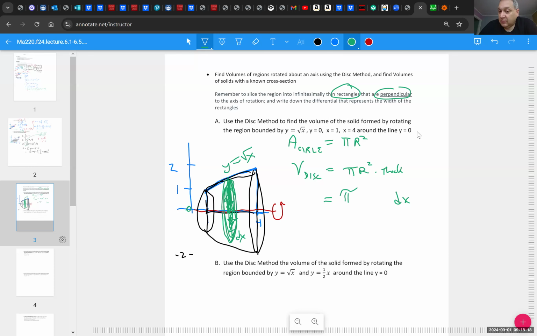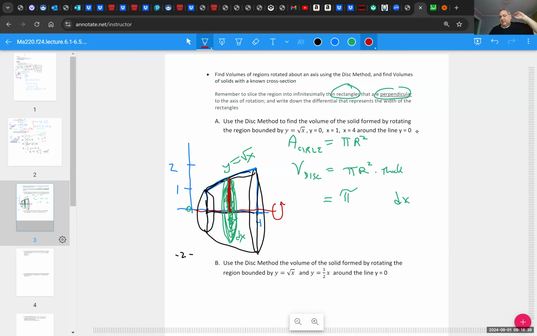And r is the radius, which is just the height of the rectangle. Remember, the radius goes from the axis of revolution all the way to the outside, right? Just like the radius of any circle, it goes from the middle to the outside. So our radius goes from the axis all the way up here. And that's just a vertical direction in the y direction.